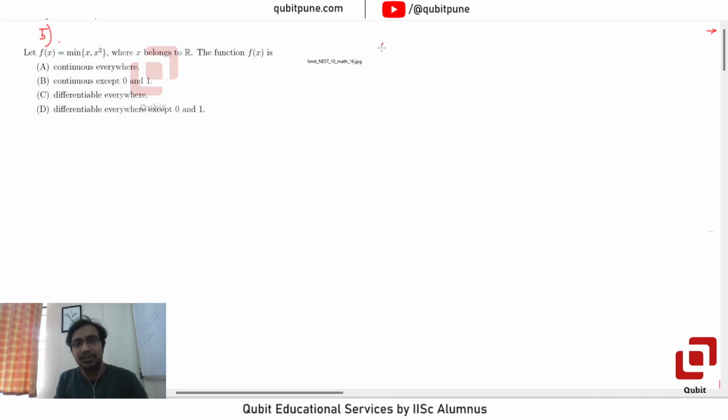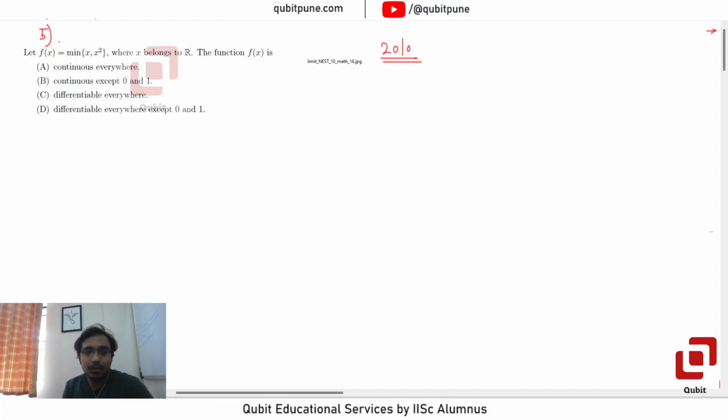This came in 2010. Let the function f of x be the minimum of the functions x, x squared, where x belongs to R. The function f(x) is continuous everywhere, continuous except 0 and 1, differentiable everywhere except 0 and 1.